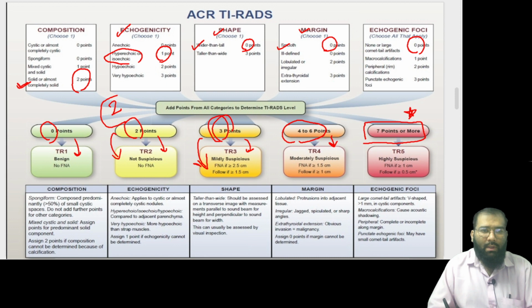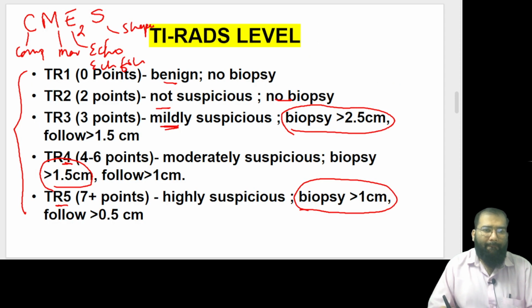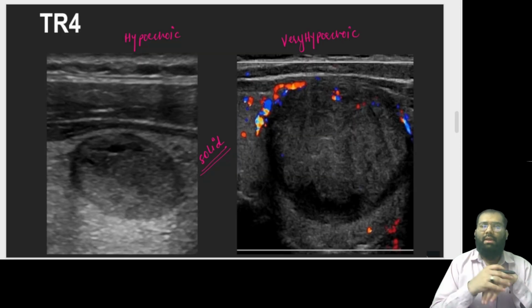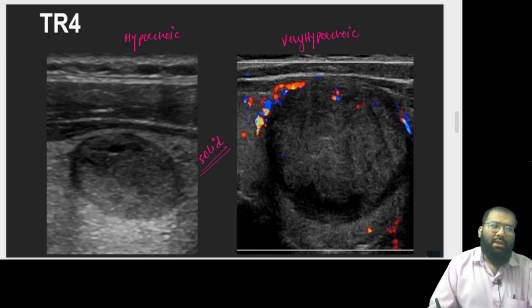Now, let us see the next important case. Okay, so we have seen Tirads 3. Now let us come to another lesion. So here again you are having a well defined lesion.